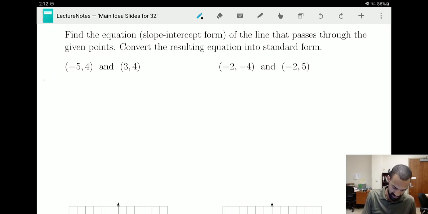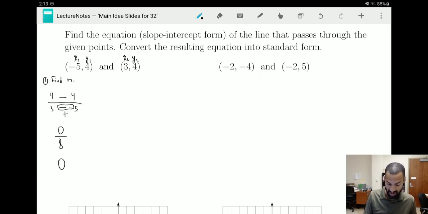So the first step we know is to find m. All right, if I used my slope formula, that would give me 4 minus 4, right? y2 minus y1, and then our x1, x2. So 3 minus negative 5 on the bottom. Double signs, we'll add them together. 4 minus 4 is 0. 3 plus 5 is 8. 0 divided by 8 is 0. Our slope is 0. Let's find b.